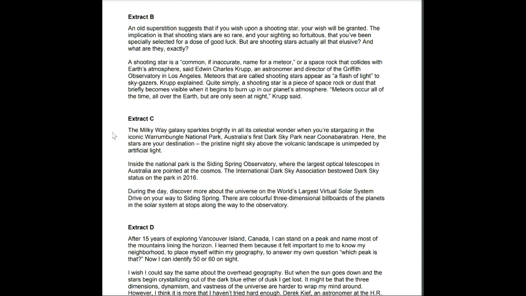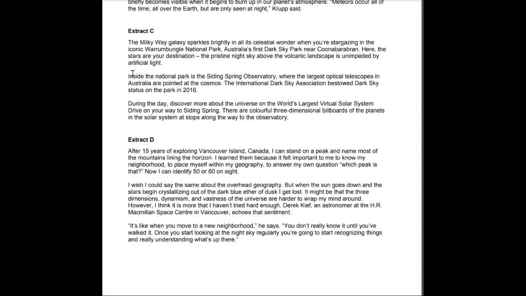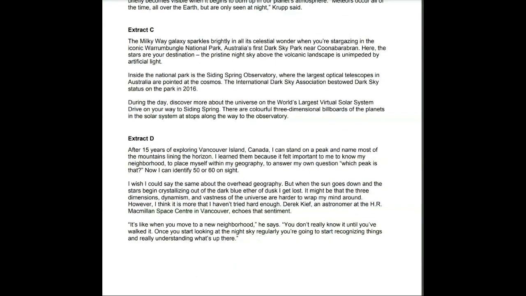With extract D, upon reading these 3 paragraphs, we can understand that extract D discusses the significance of understanding the natural world around us. So extract D, unlike B and C, talks about the natural world in more of a general sense, using stars to support the idea rather than basing the entire topic on the natural world.